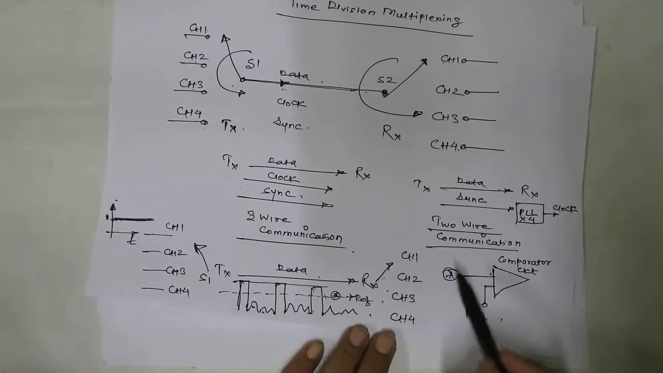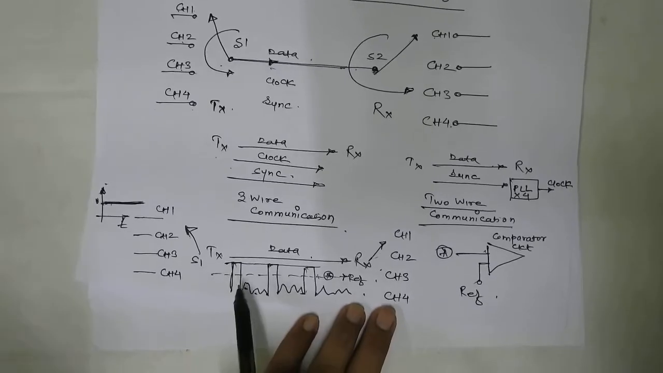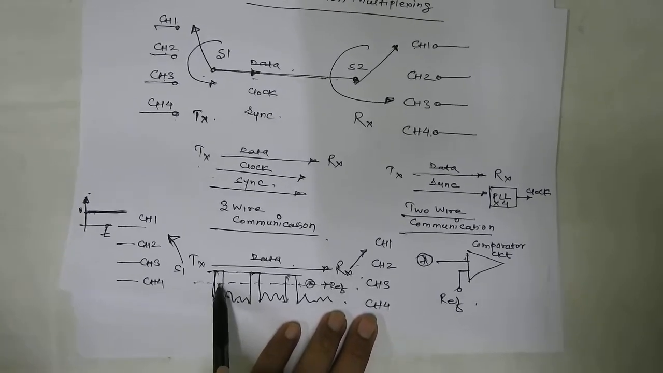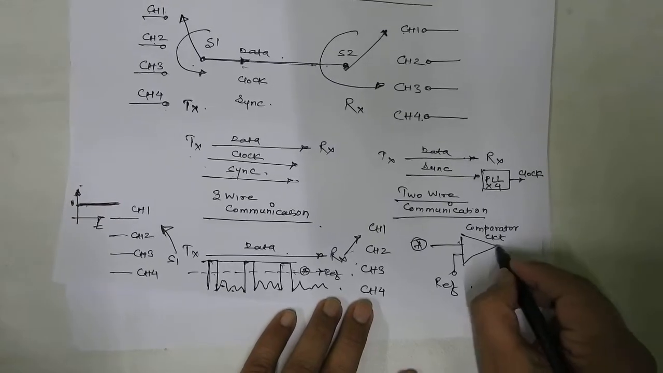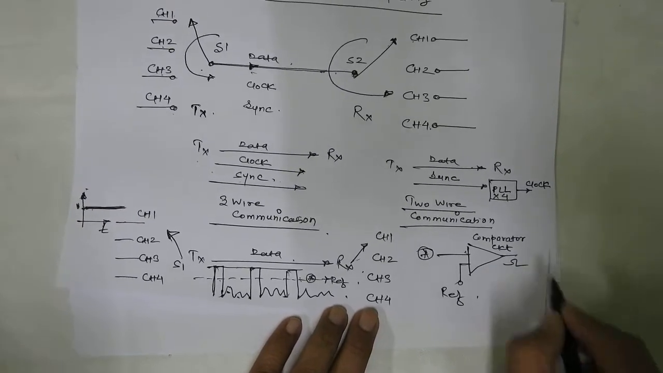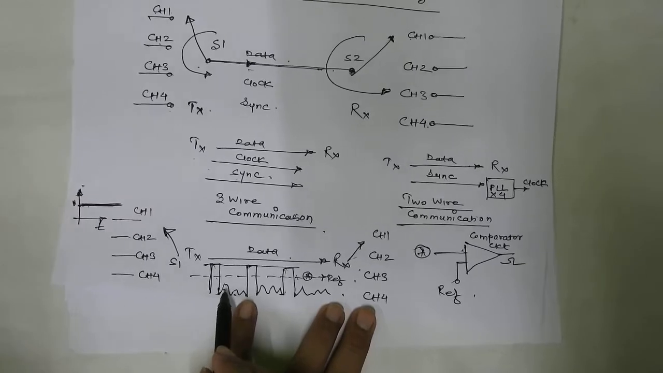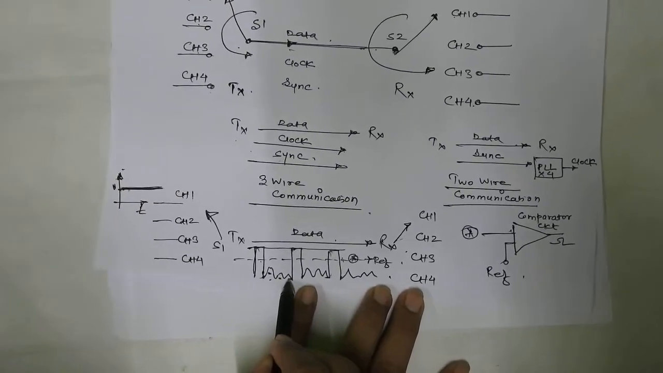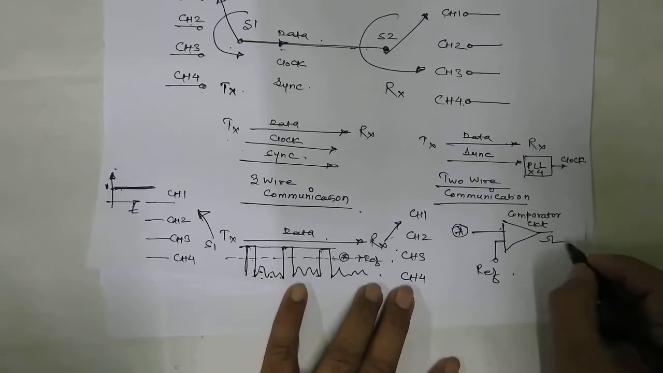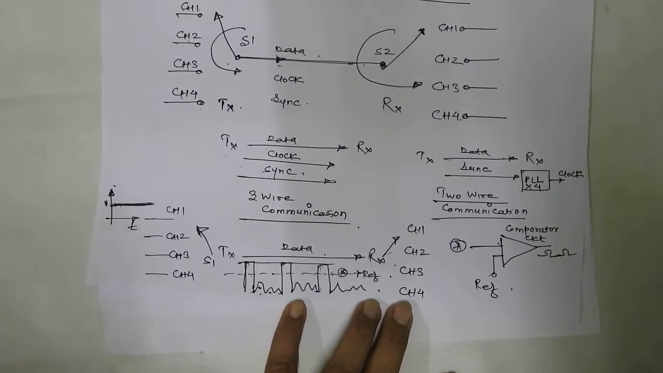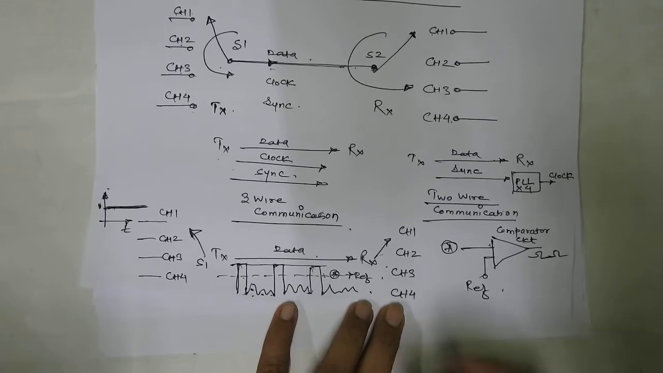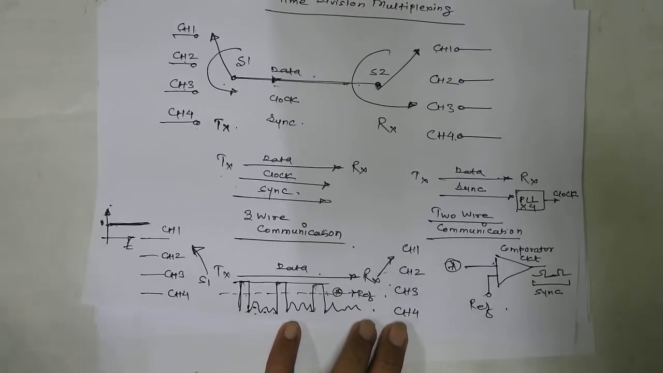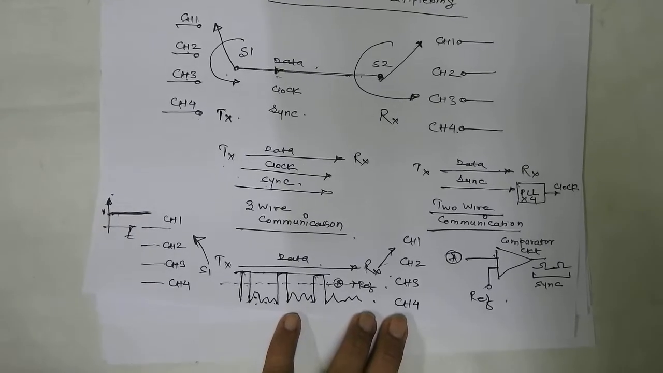So what will happen when this signal is coming? Whenever this constant amplitude pulse comes, it will cross the reference, and my comparator will trigger and generate a signal. Again, if the signal is lower than the reference, the comparator will not trigger. When this pulse comes again, my comparator will trigger. So this is how I am getting a sync signal from my comparator output.